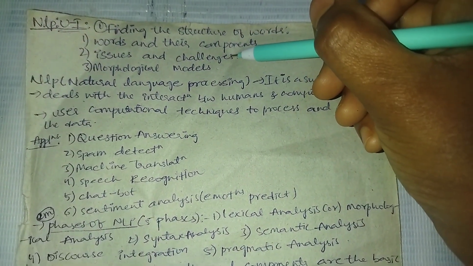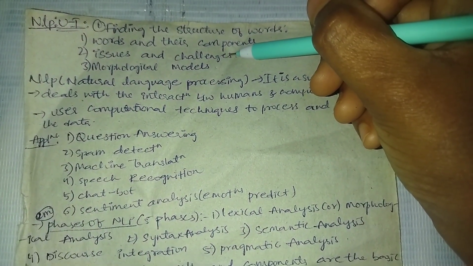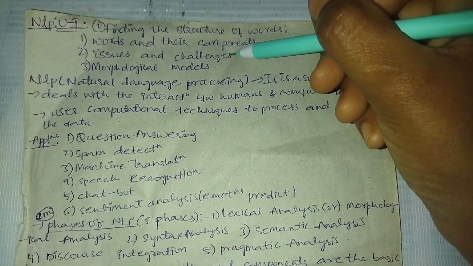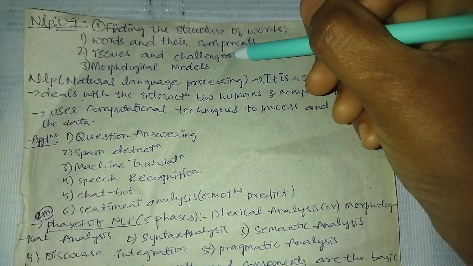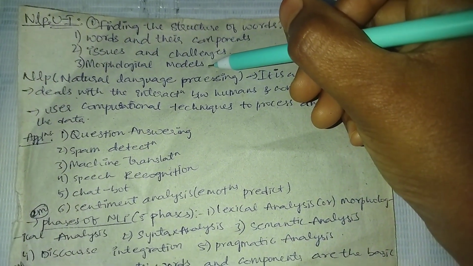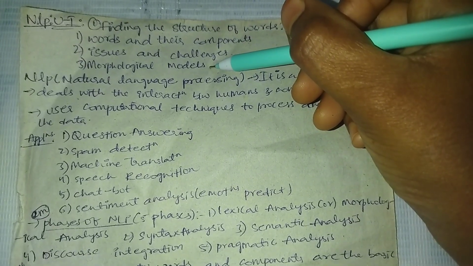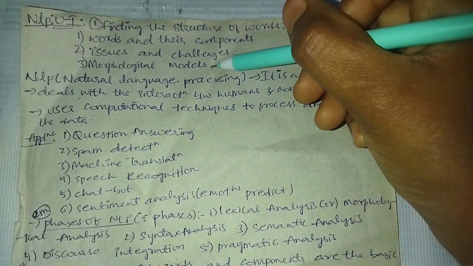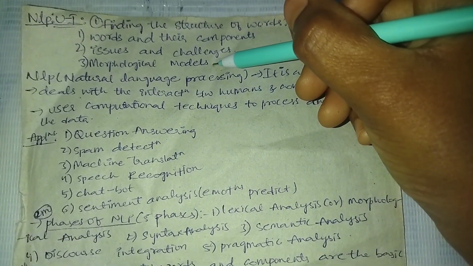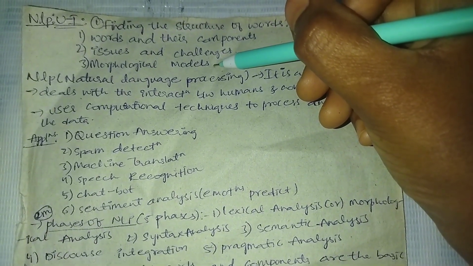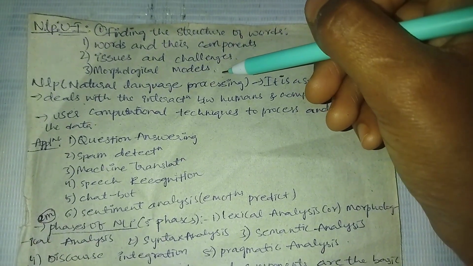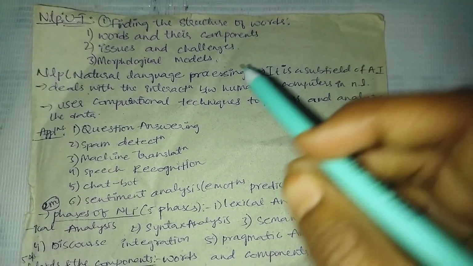Issues and challenges concept has three sub-concepts: irregularity, ambiguity, productivity. These are the concepts included in issues and challenges concept. Morphological models has four important concepts: dictionary lookup, finite state morphology, unification based morphology, functional morphology. These are the important concepts included in first unit.